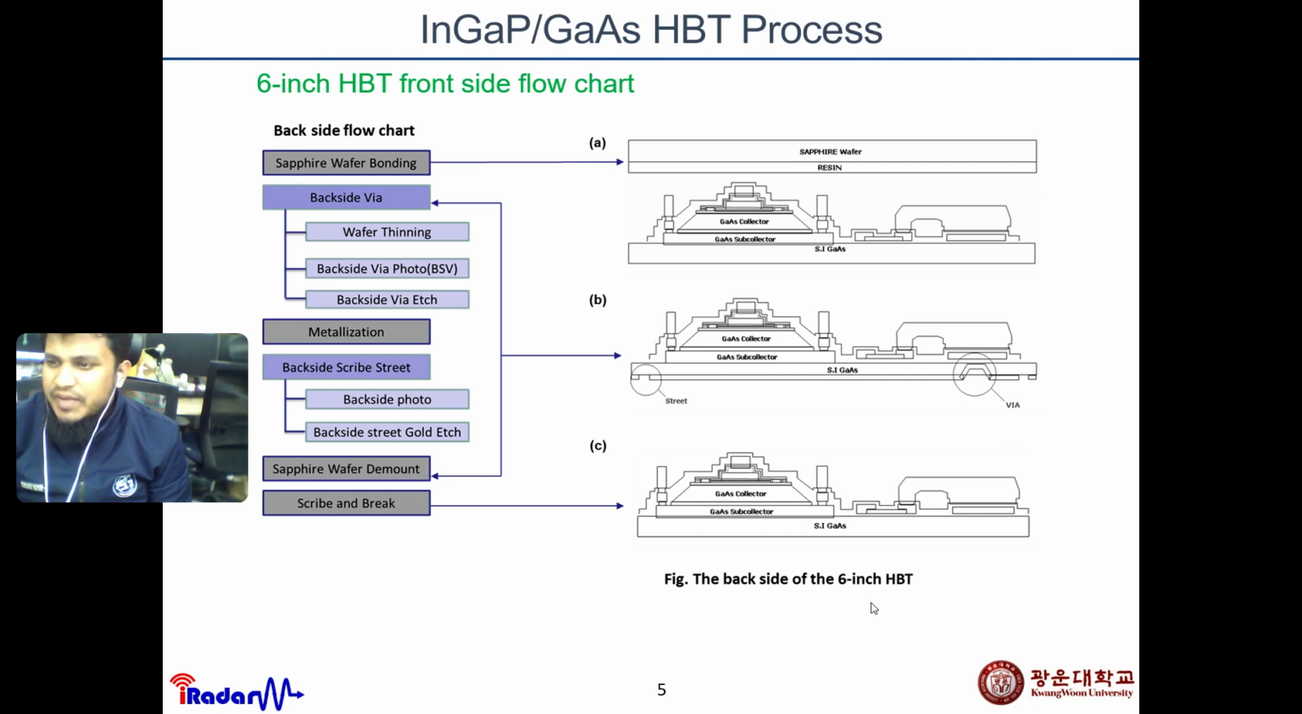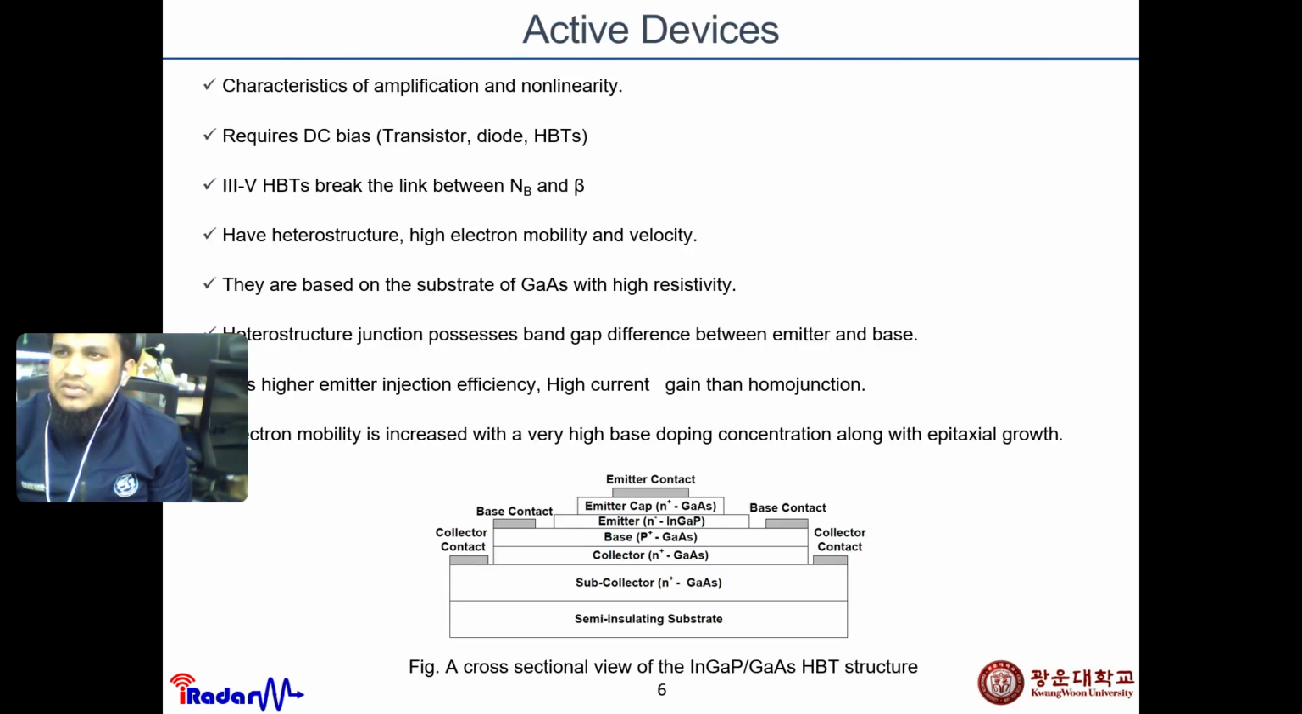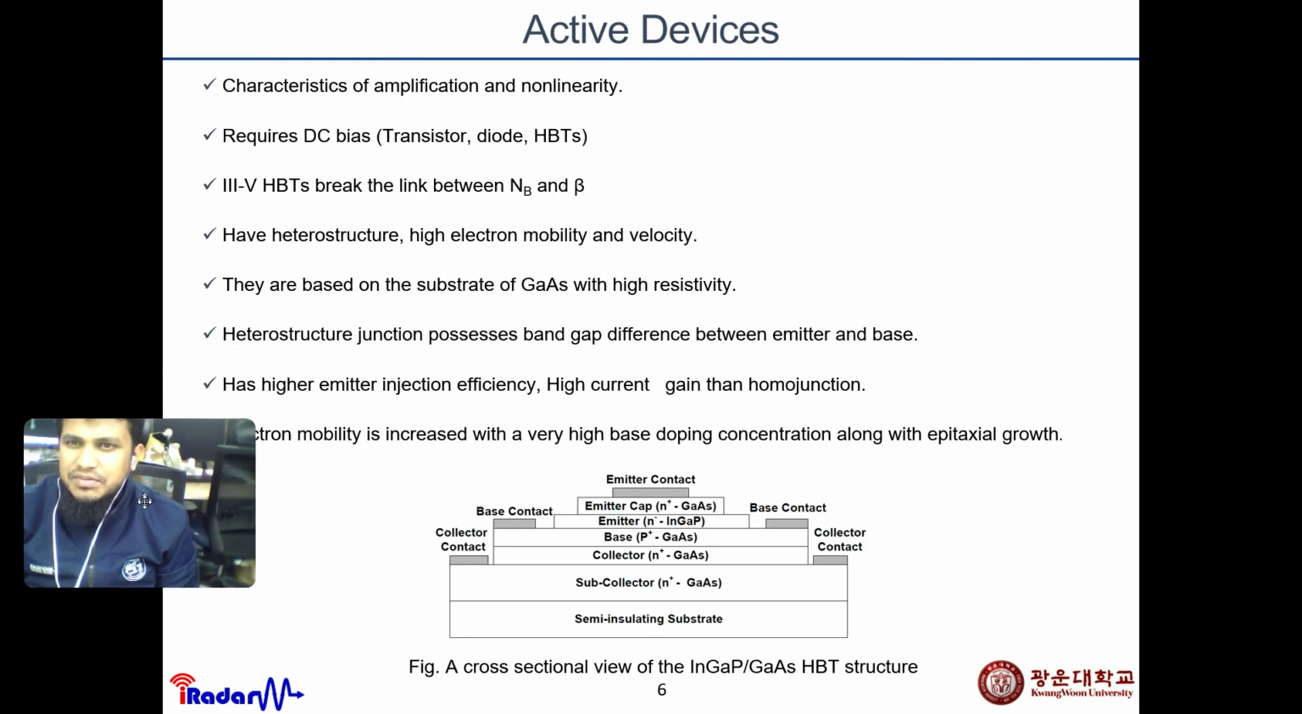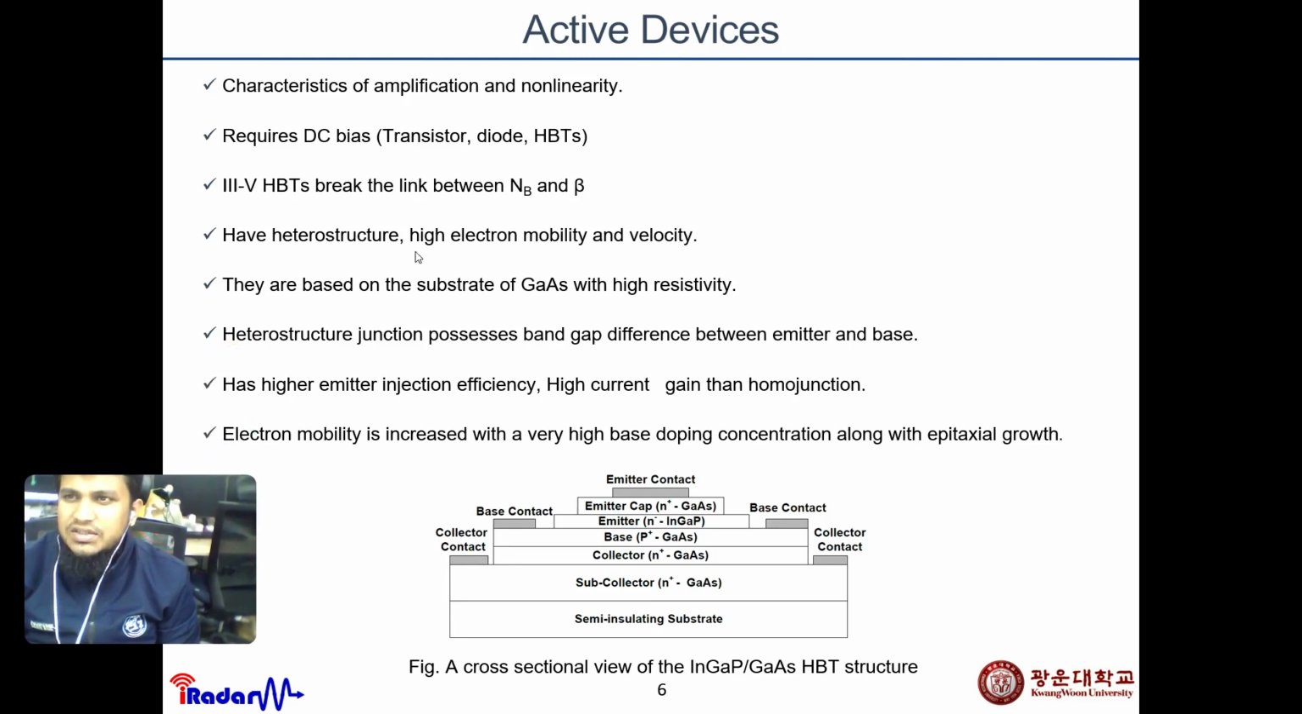This is the back side process of the 6-inch HBT, heterojunction bipolar transistor. There is some active or passive device. In indium gallium phosphide or gallium arsenide there is some active device. This is characterized, and it actually plays an important role in the characterization of amplification and non-linearity. It requires DC bias. With DC bias sums we put the transistor, diode, HBT, and group 3 to group 5 HBT.